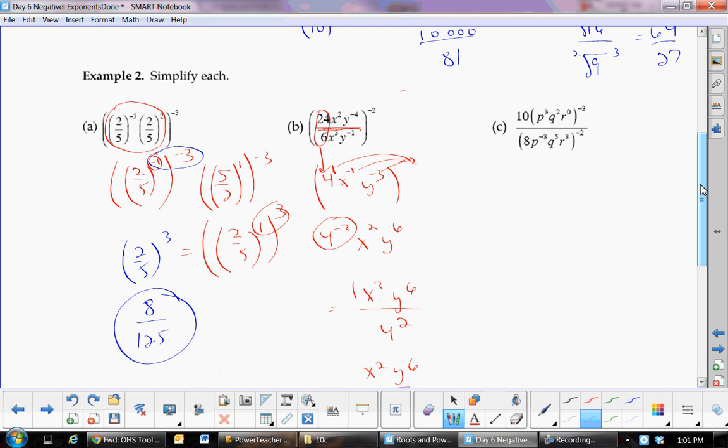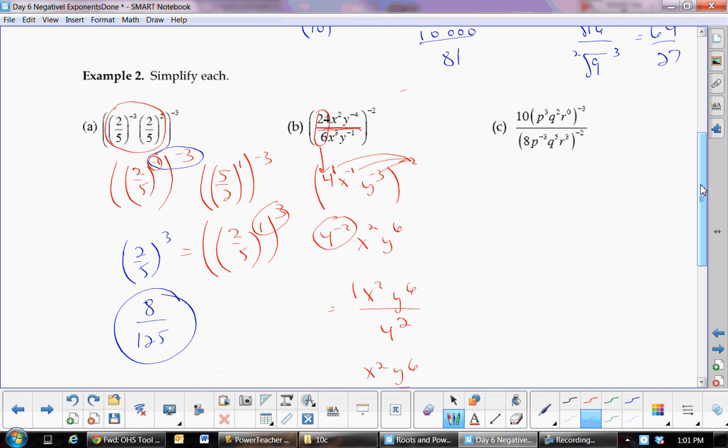Okay, let's do this one. Now, the power to power stuff, do you see there's no big set of brackets for this one? So we're not flipping anything.